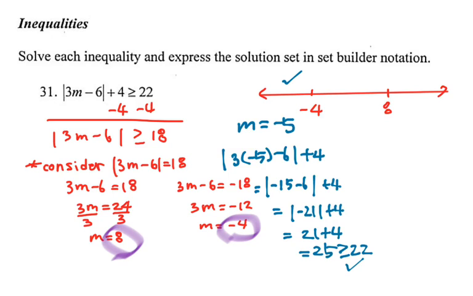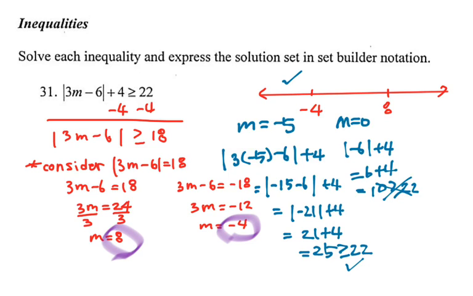Let's plug in a number between negative 4 and 8, such as m equal to 0. Then you can easily see that 3m cancels out because 3 times 0 is 0. And we have the absolute value of negative 6, plus 4 left. That is 6 plus 4, which simplifies to 10. But is that greater than or equal to 22? Nope, it's not. So therefore, the middle section wouldn't work.